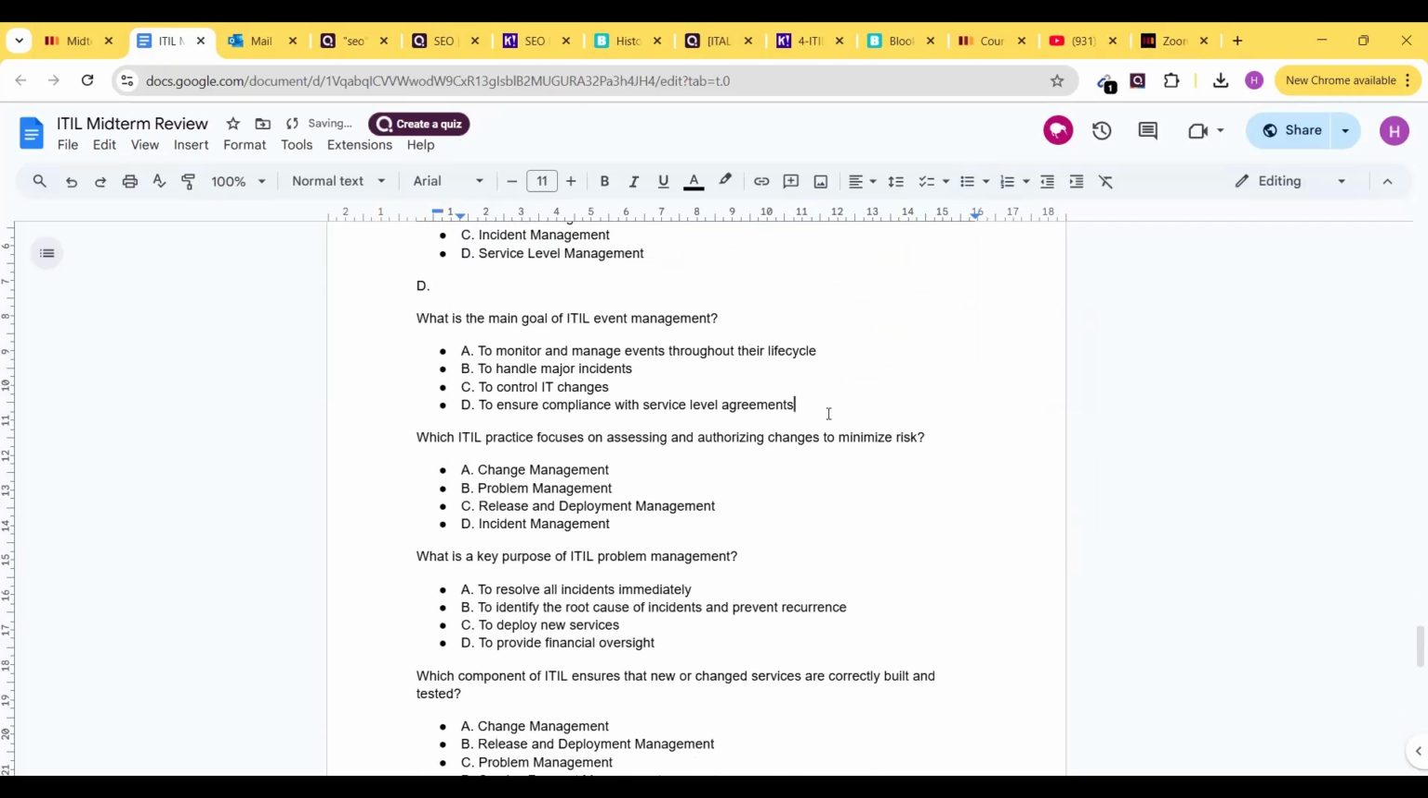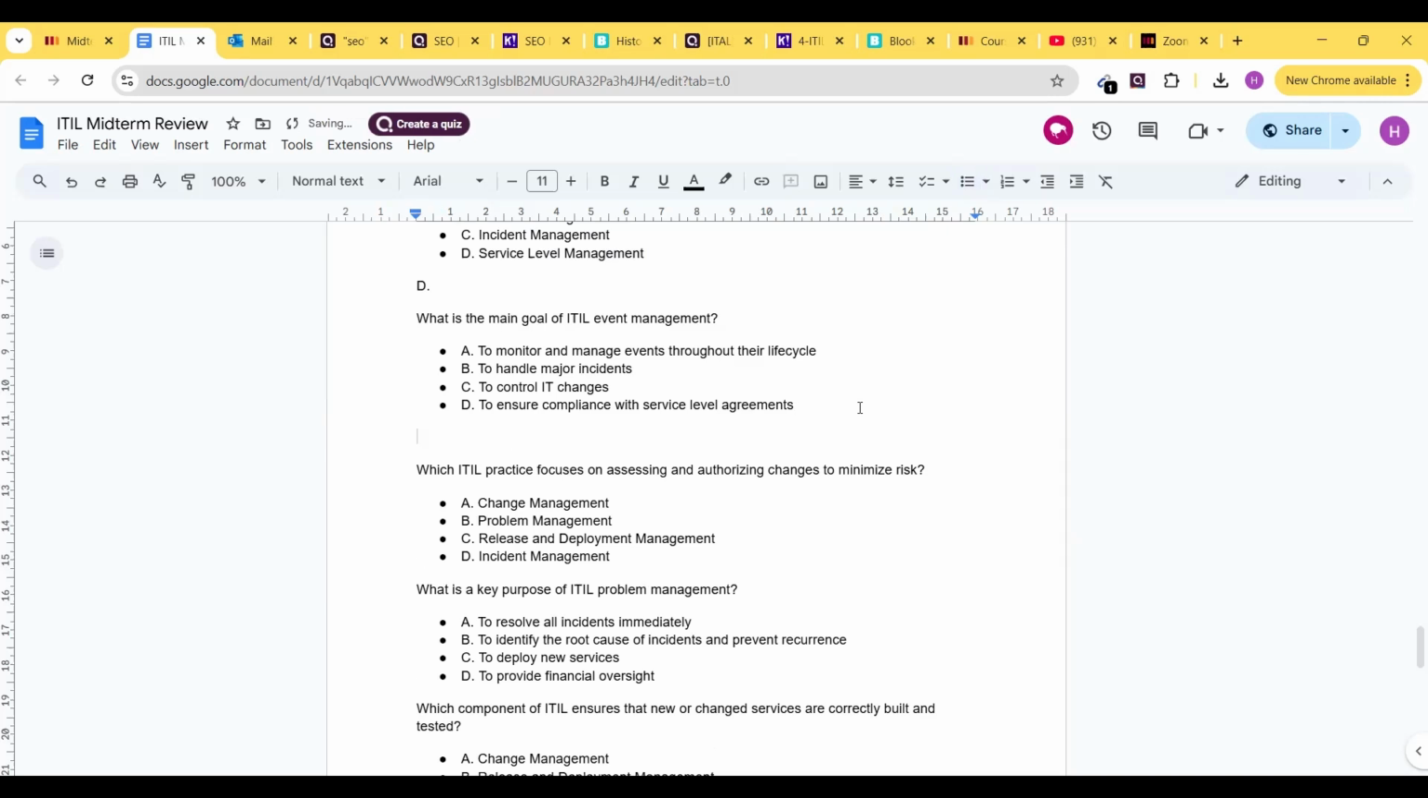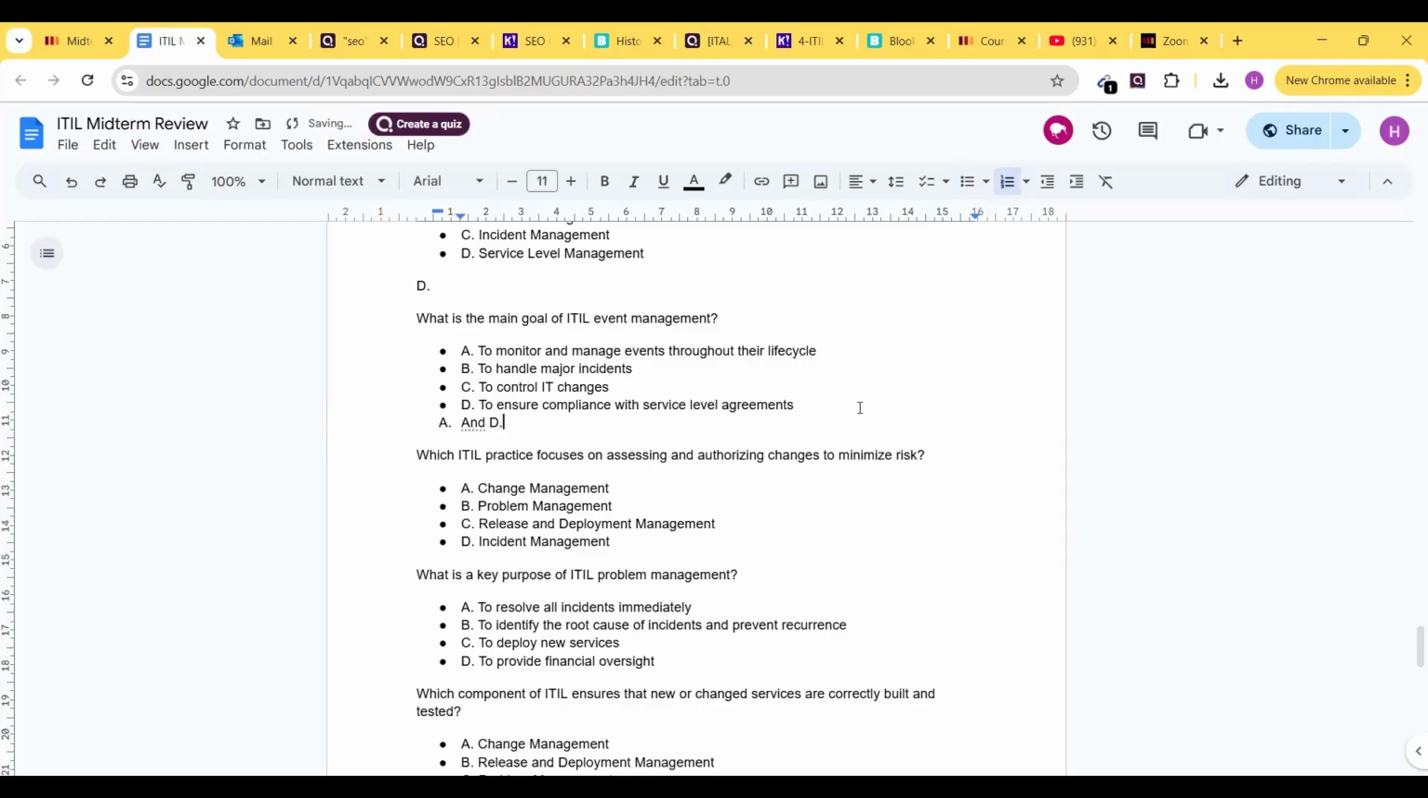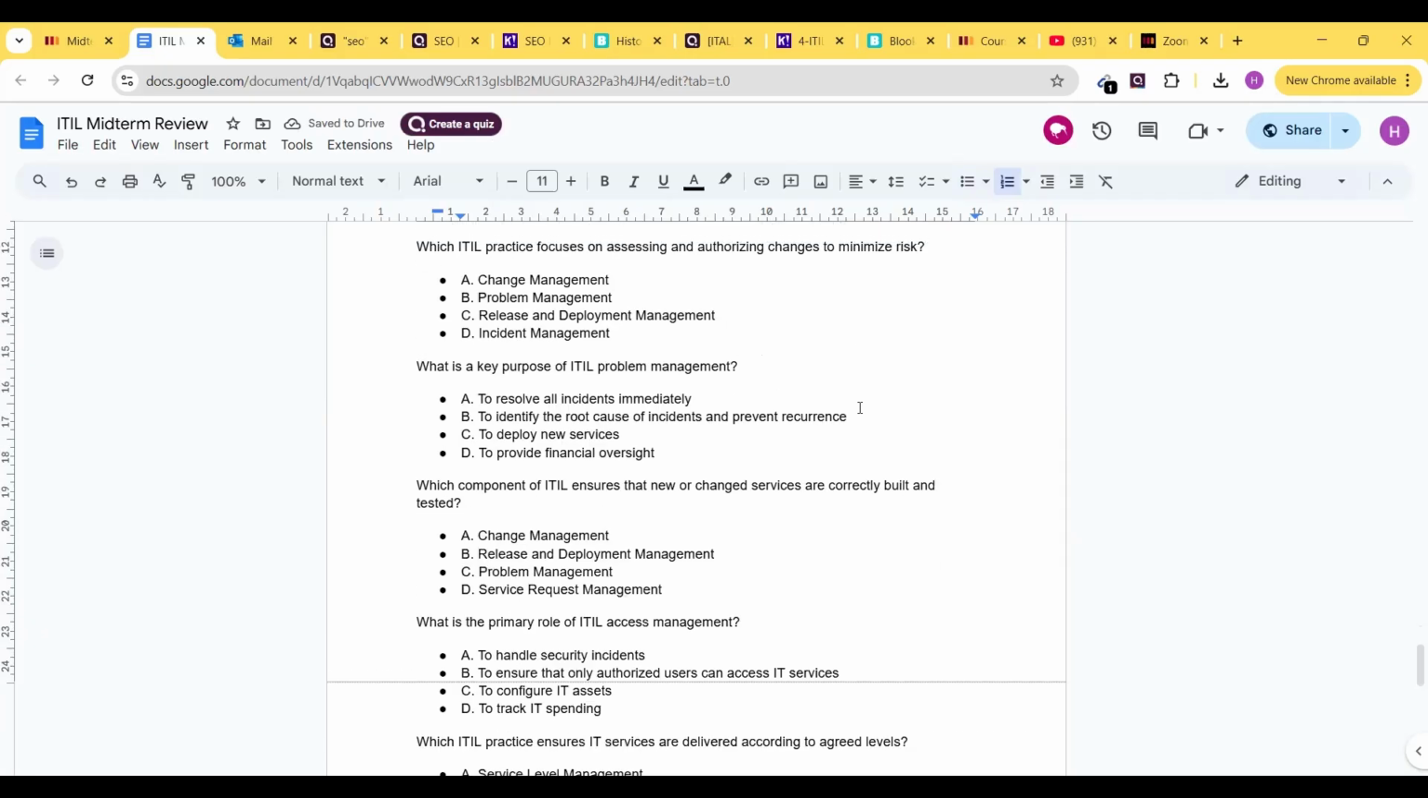What is the main goal of ITIL event management? Yeah, so I would say A and D I would accept. So to monitor and manage events throughout their life cycle and to ensure the compliance with service level agreements. Well done, Imran. Then which ITIL practice focuses on assessing and authorizing changes to minimize risk?